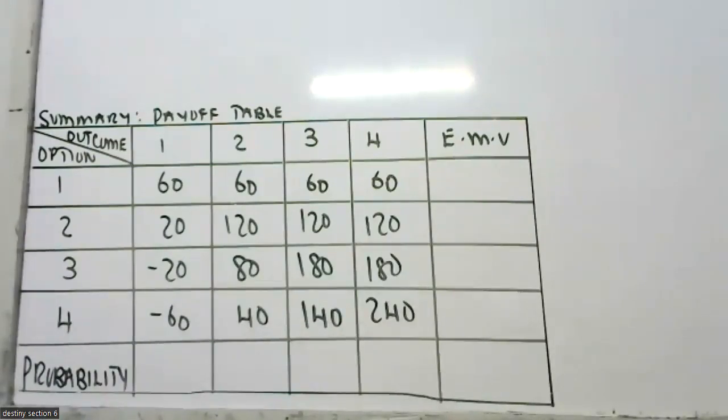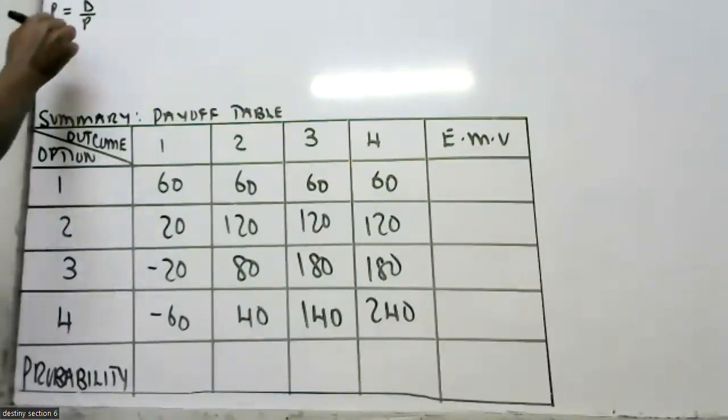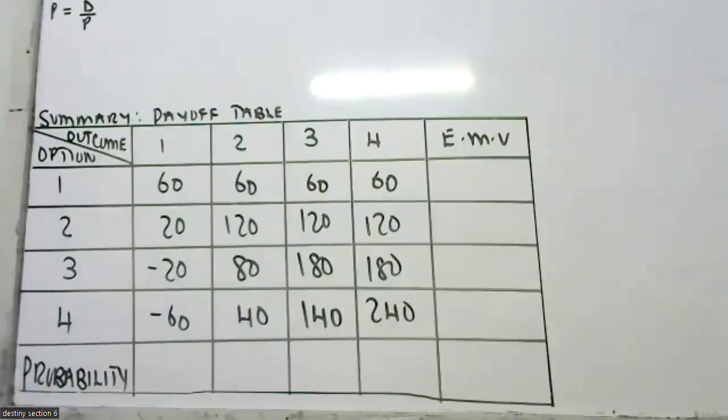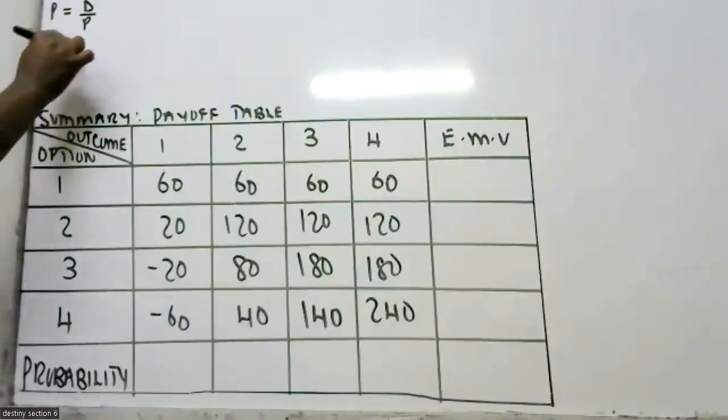Okay, then the probabilities you get from the frequency. You can see where we are given the frequencies. They are 5, 10, 15, and 20. If you add them, you get 50. And you remember the formula of probability: it is the desired over the possible. So the first one will be 5 out of 50, which will give us 0.1.